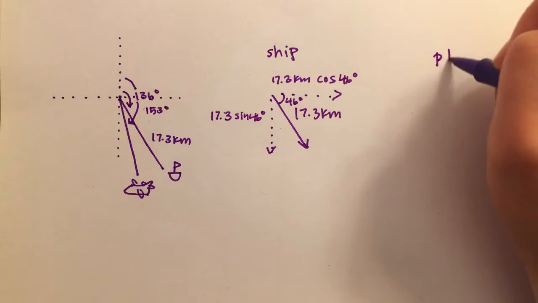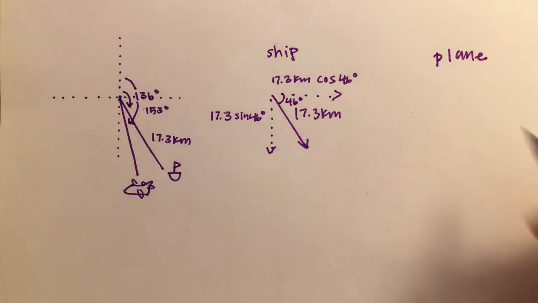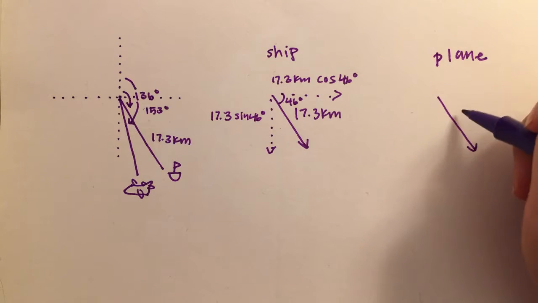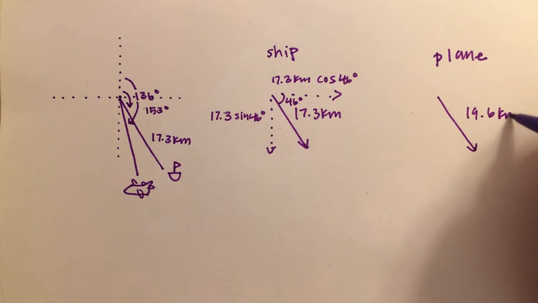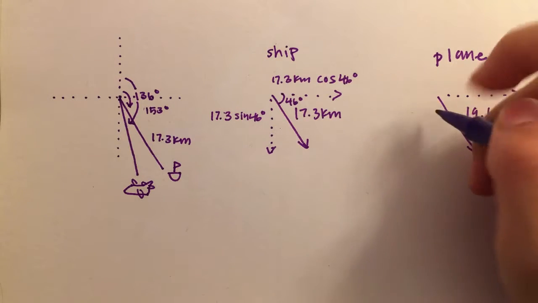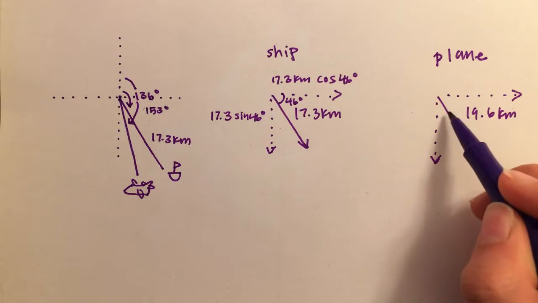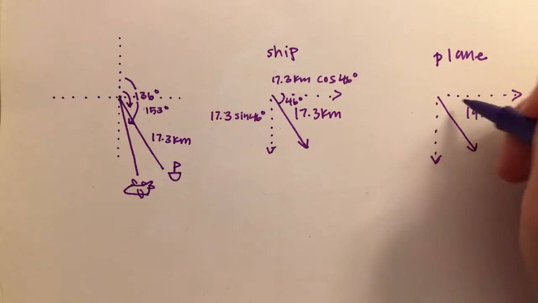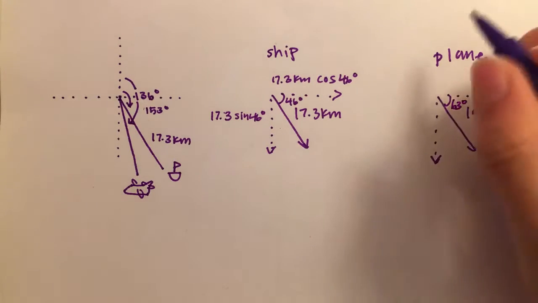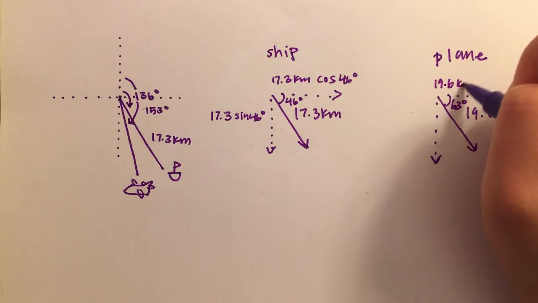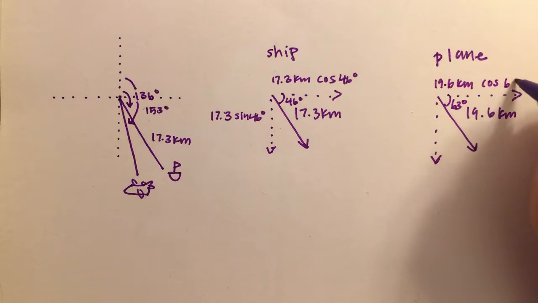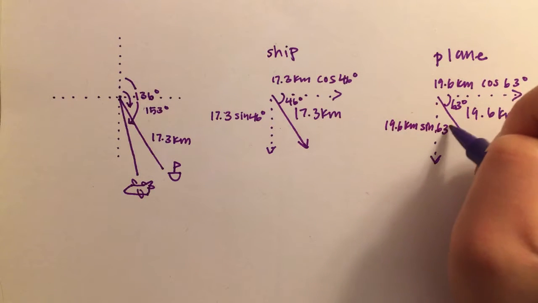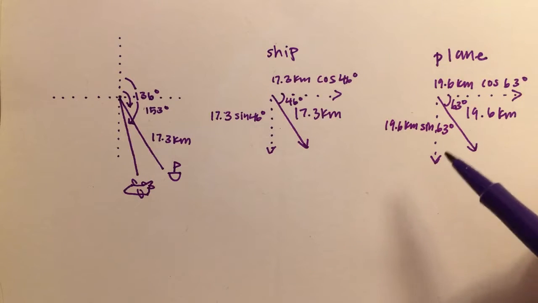So we do the same thing for the plane, and it has 19.6 kilometers. And we also find this angle here, 153 degrees minus 90 degrees is 63 degrees. So this is 19.6 kilometers cosine 63 degrees, and 19.6 kilometers sine 63 degrees. Okay, so we have that.